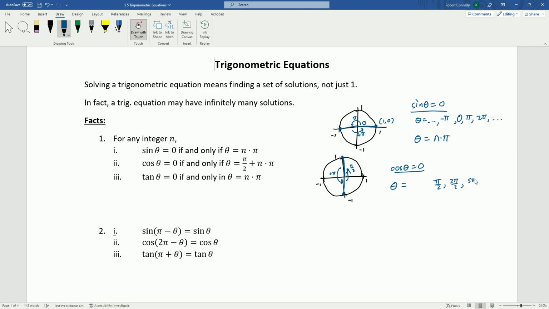and end up back where we started. That would be 5 pi over 2. Or we could have subtracted pi. We could have gone backwards by half of a circle. And in any case, all of those angles will correspond to values where cosine of theta is 0. So we can describe this a little more simply by saying that this is pi over 2 plus any integer multiple of pi.